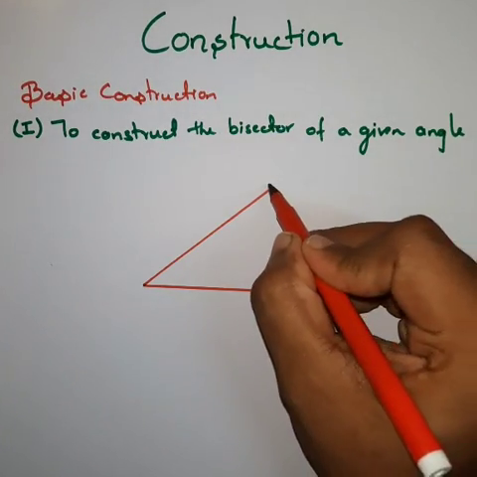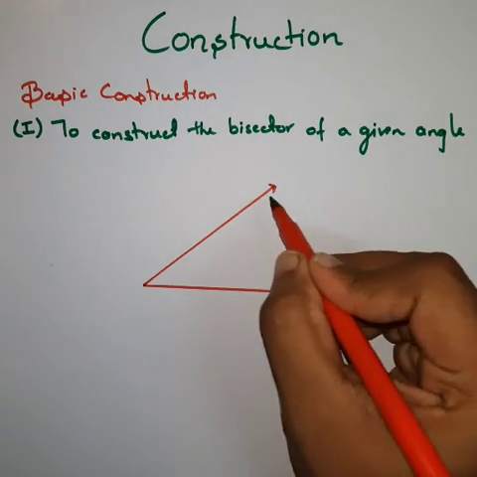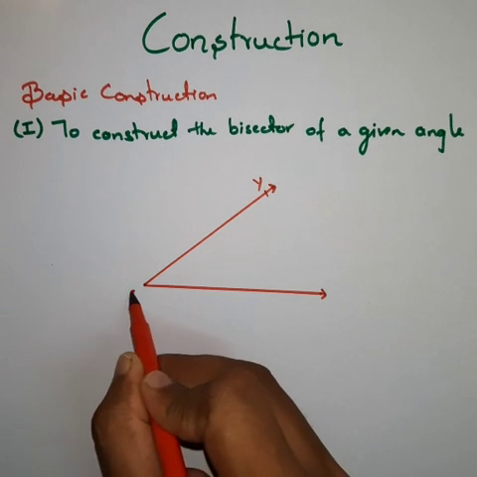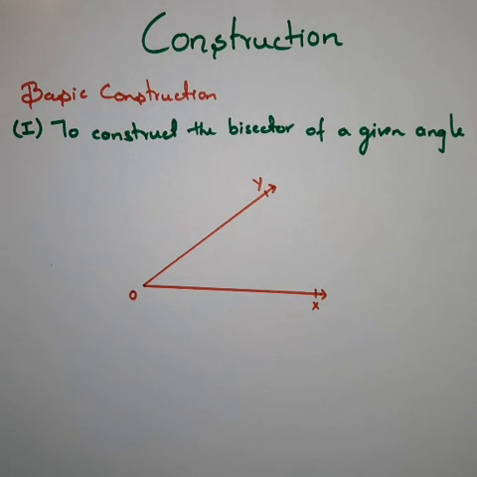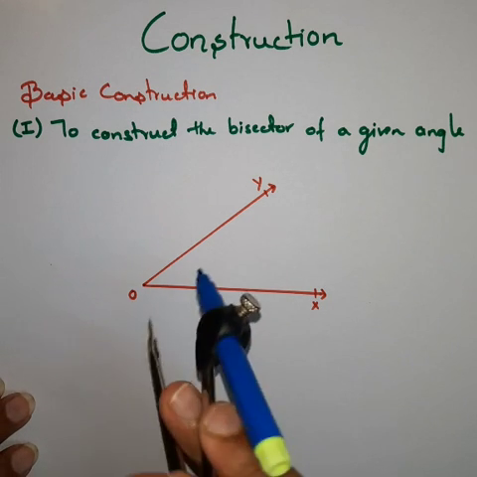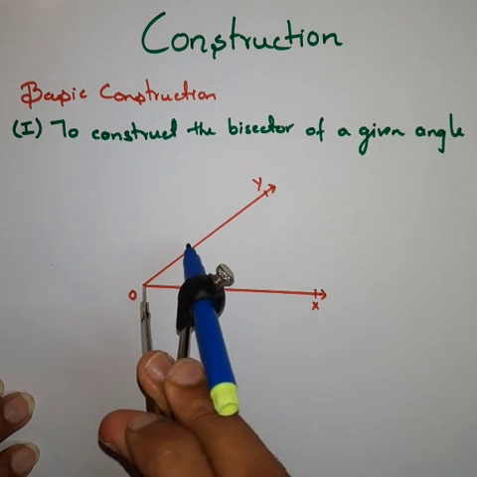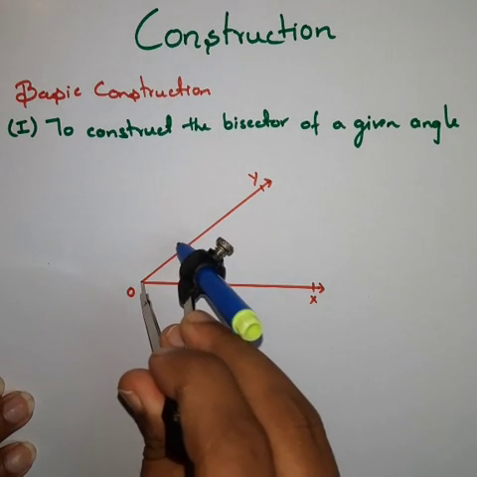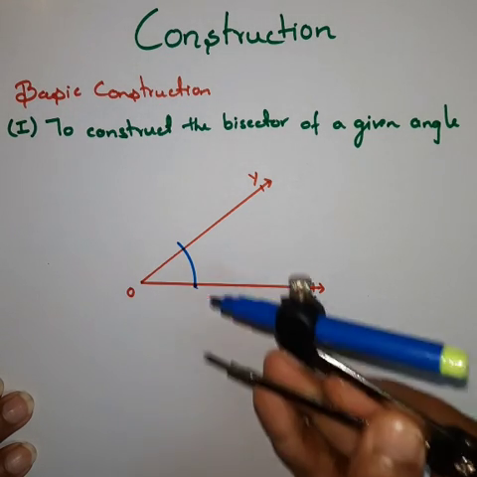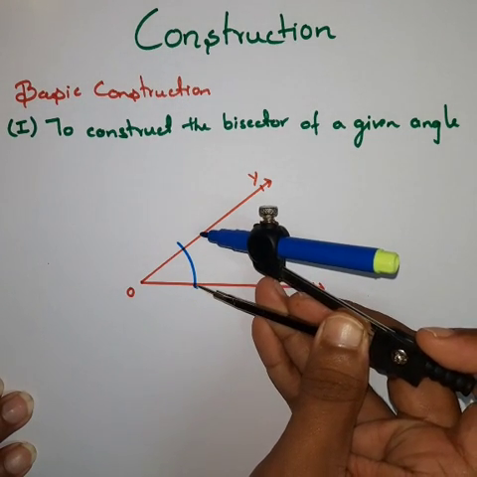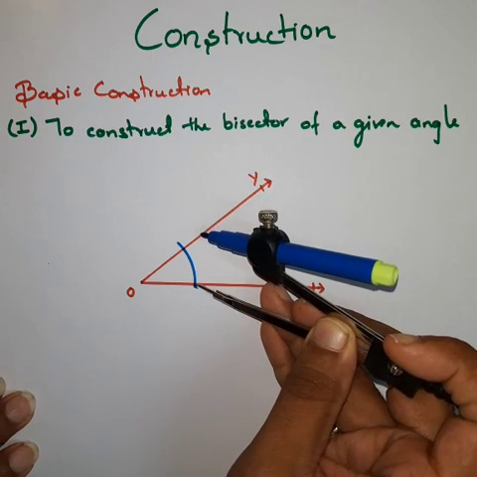I label this angle as Y, O and X. So in order to construct a bisector to this, first I'll point the compass at O for a random measure and mark an arc. So I'm pointing it here at O and I'm putting an arc.